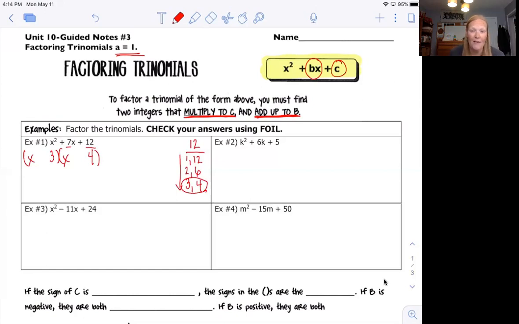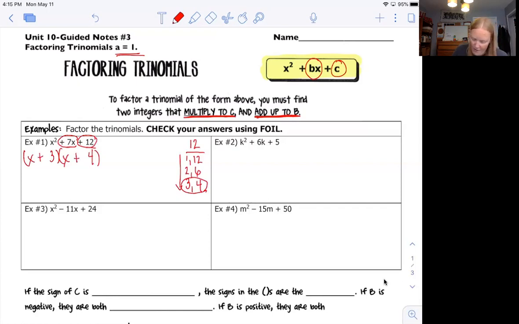Now, the last thing I have to figure out is the signs. I have a positive 12 right here. So what are two ways to make positive 12 with numbers 3 and 4? 3 times 4, and negative 3 times negative 4. So we have to decide on our signs. I look to my B term. My B term is also positive. So I don't want to go with the negative 3 and the negative 4. I want to go with the positive 3 and the positive 4. Therefore, I'm going to put a plus 3 and a plus 4.